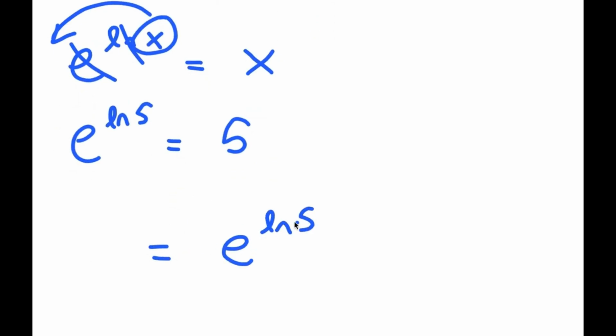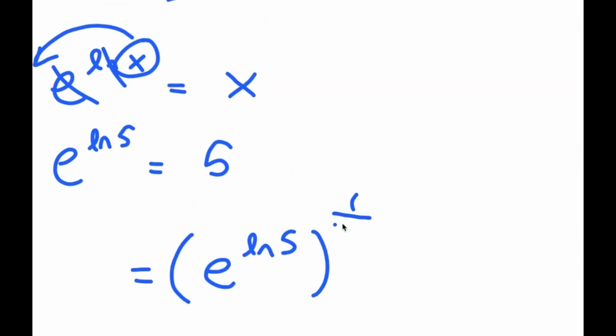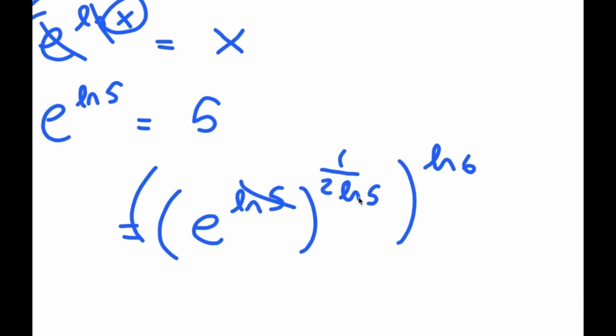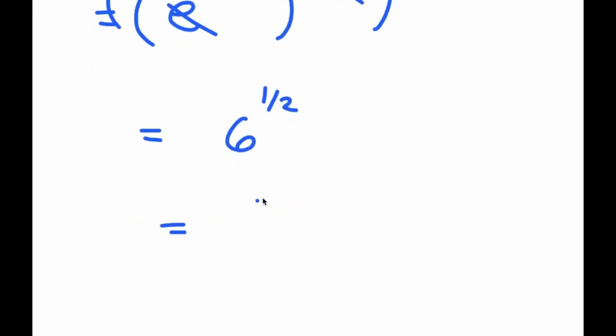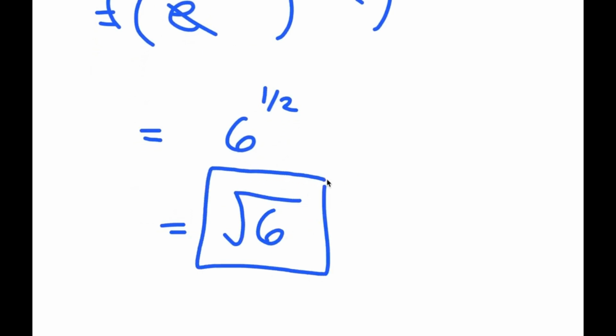So now I have e to the power of ln 5, to the power of 1 over 2 times ln 5 to the power of ln 6. Now these two cancel out, and the e and the ln cancel out. So I'm left with 6 to the power of 1/2. And 6 to the power of 1/2 is the same thing as the square root of 6. So the square root of 6 is my solution to this expression.